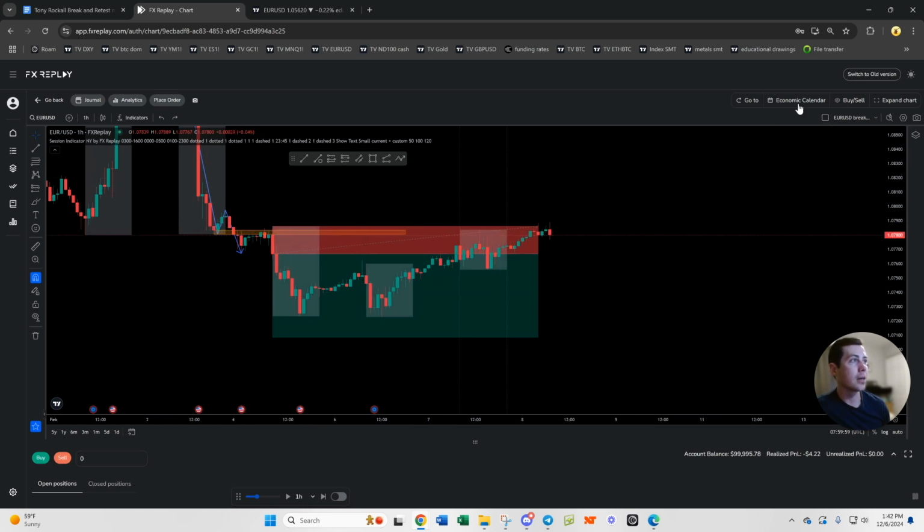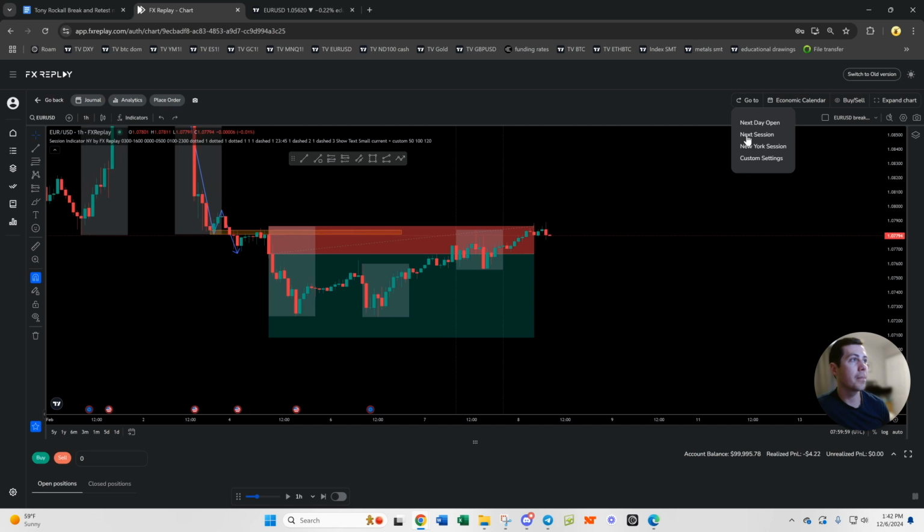So go to the next day and see where things are at. At London session here, we are now in an uptrend. Unfortunately, we had to let the trade play out, so we wouldn't have taken any trades this day.